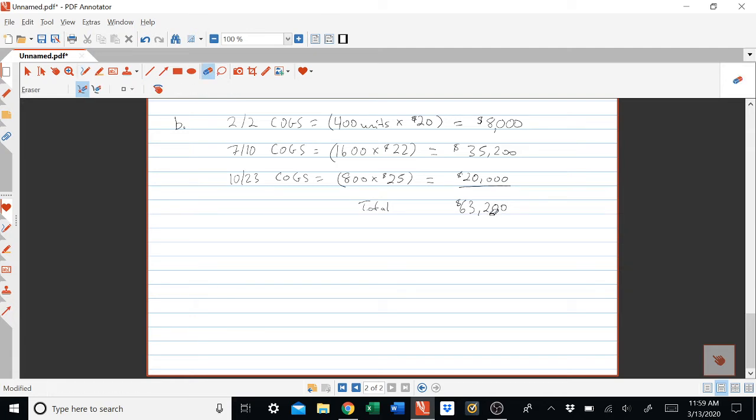Maybe I should circle it to be consistent. So $63,200. Let me check and make sure that's right. Yeah. Next, we calculate the ending inventory dollar value.